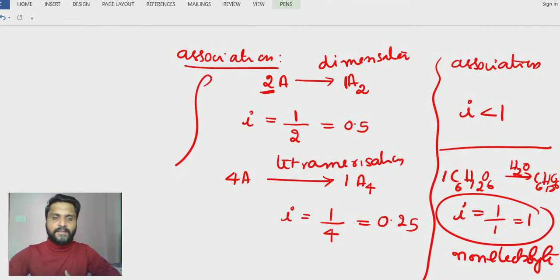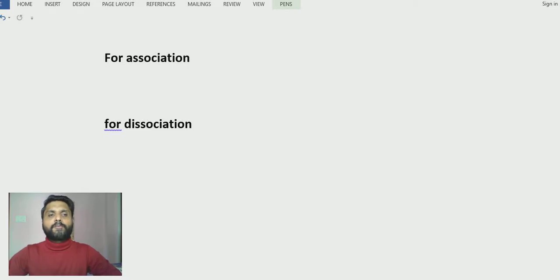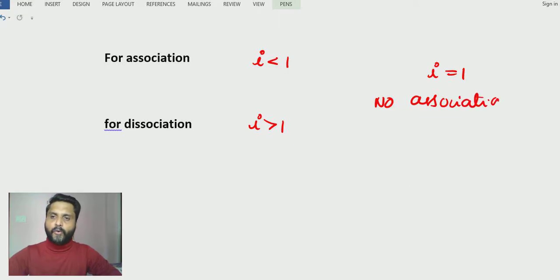Whereas in this case, they undergo association or dissociation. Clear, students? Electrolytes can give ions. The point to be remembered: for association, i value is always less than 1, and for dissociation, i is always greater than 1. Suppose i is equal to 1, it does not undergo association. There is no association or dissociation of the solute particle.